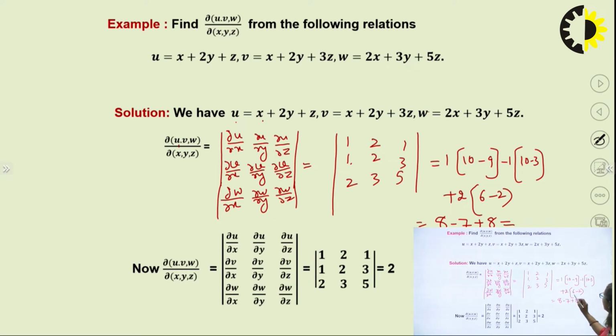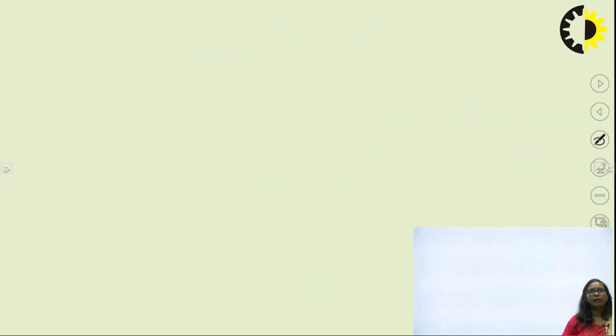Look at the calculation, we have 1 2 3 and 2 3 5, we are doing it like this, clear? So when we have expanded, it's 1 times, 5 2s are 10 minus 3 3s are 9, 10 minus 9 is 1. And solving this value, we get 1 plus 8 is 9 minus 7, which is 2. So the final answer for this Jacobian is 2, clear? This is how we find the Jacobian for a given relation, clear?